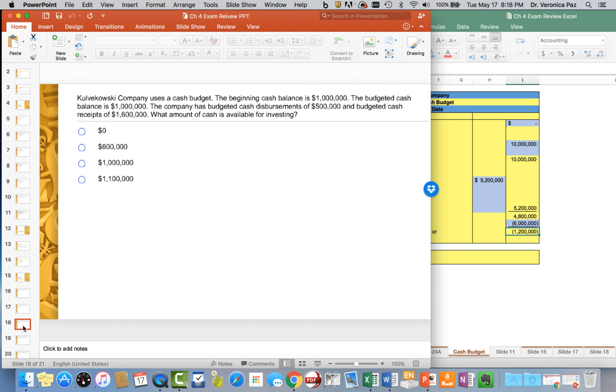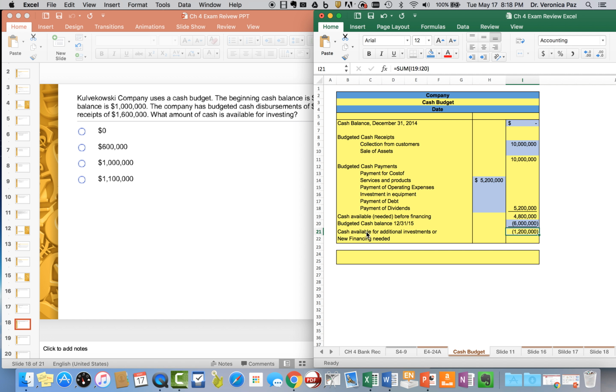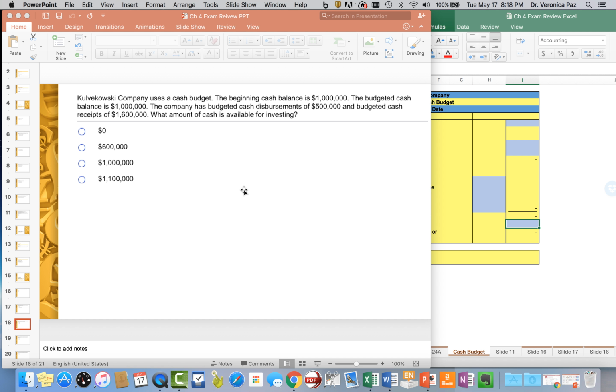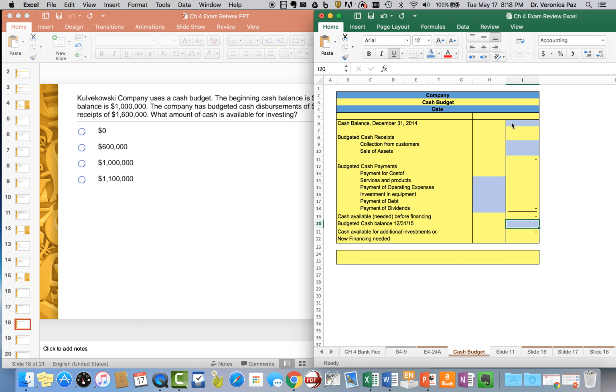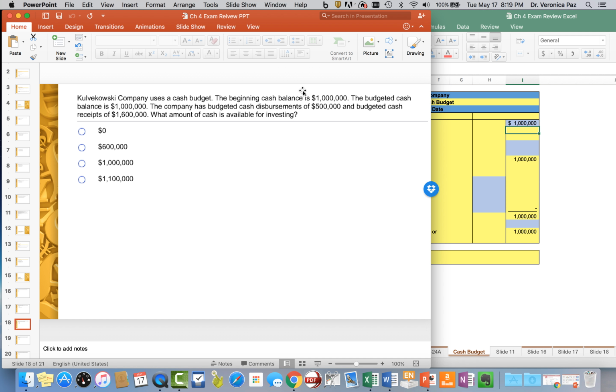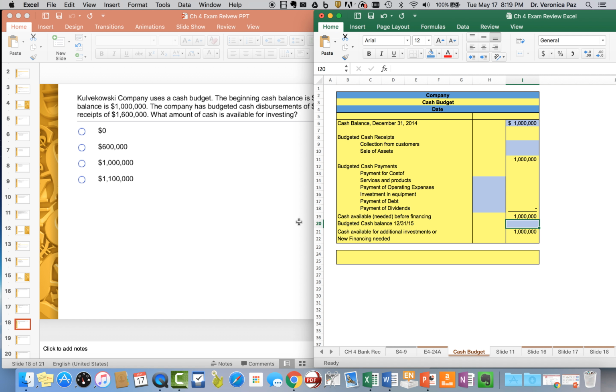So here we have another example. Let's go back in. Now we're reading what amount of cash is available for investing. So here, cash available for additional investments, we're going to look at this number. Let's go ahead and delete all that we entered, and then go back and figure out what we have. Now it's telling us that we have a beginning balance of $1 million. So let's enter that here. And then it tells us that our budgeted cash balance is also $1 million. So let's enter that right here where it says budgeted cash balance. We're going to enter that as a minus because that's what we need. So there's our $1 million.